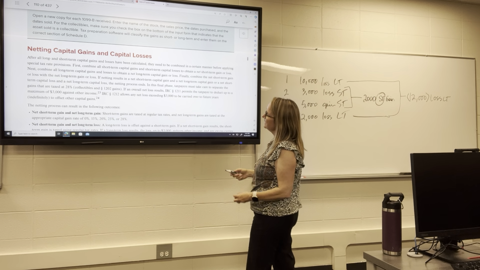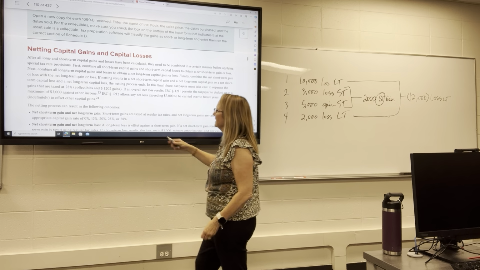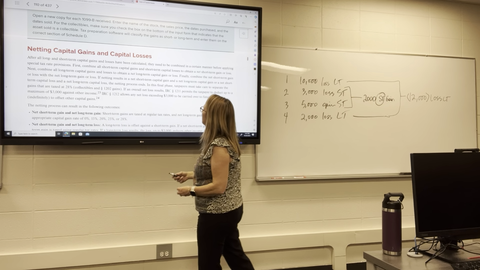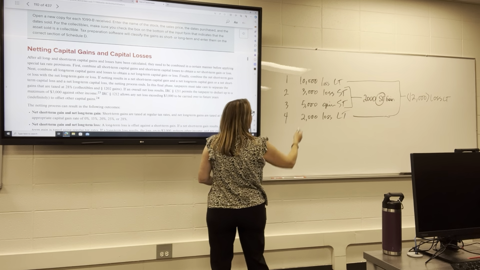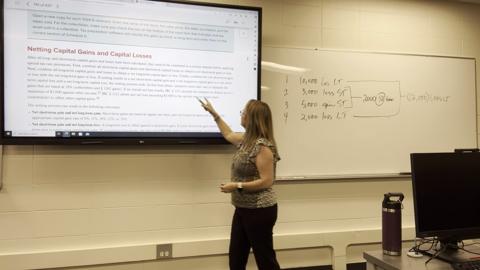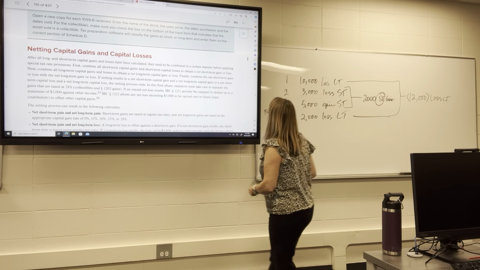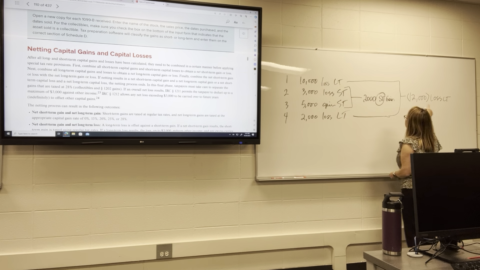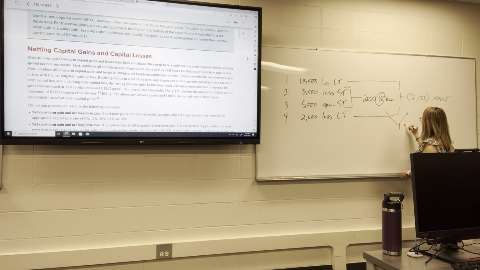Taxpayers have to take care to separate any gains that are taxed at 28%. If an overall net loss results, the taxpayer can deduct. We get to net these two together. So we've got a loss and a gain. We're going to net these two for a $10,000 loss. But we can only offset $3,000 of other income. This is up to a maximum of $3,000 loss.